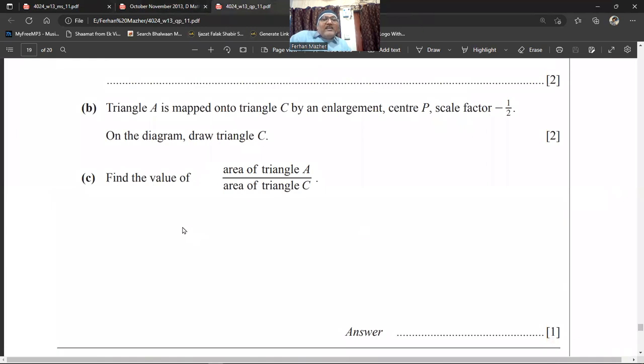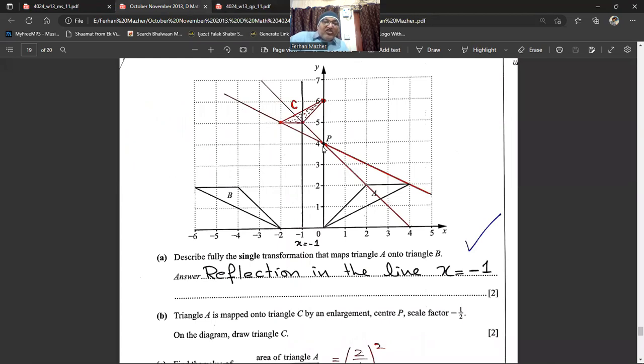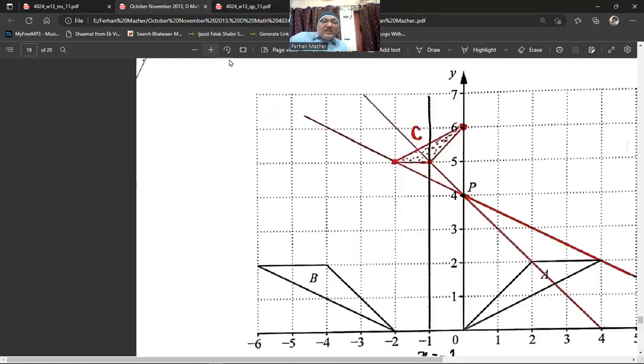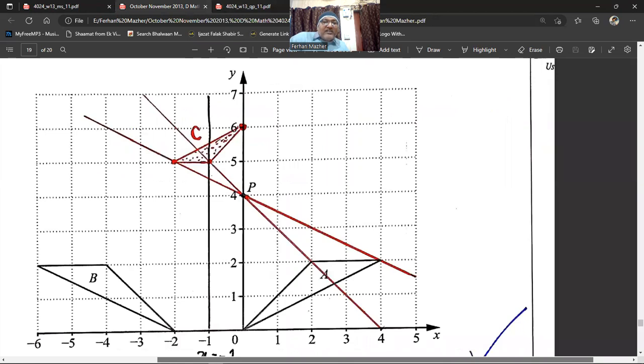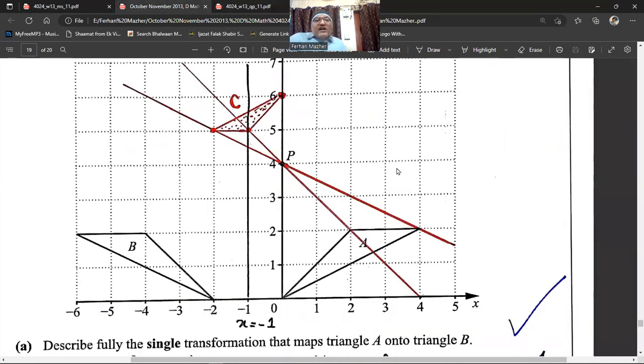He says the triangle A is mapped onto the triangle C by an enlargement center P, scale factor minus 1 by 2. On the diagram, draw the triangle C. Scale factor is negative and it's 1 by 2, the center of the enlargement. Okay, so this is your center of the enlargement. So what I will do, try to understand the procedure. This is the center of enlargement. This is the diagram, to join 1, 2, 3. These are the three vertices of that object. Join them with the center of enlargement. And on both the sides, I prolong the lines.